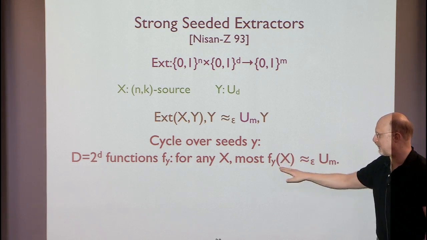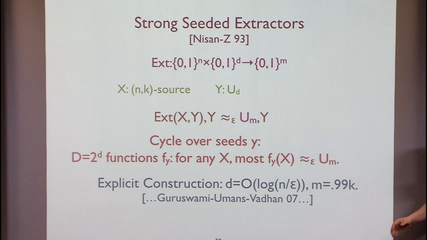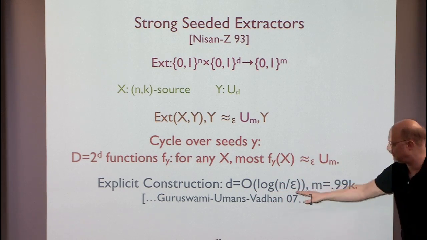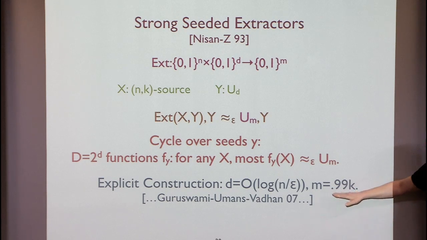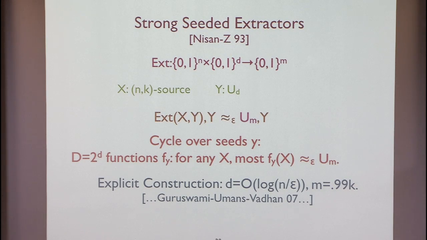Okay, for different x's, we'll have different of the fy's being close to uniform. But for any x, most of them will be close to uniform. So that's what you should think of. We have D functions, and most of these are extractors for any x. And there's an explicit construction where little d is just logarithmic. Don't worry about the number of bits, but just think of little d as logarithmic, so big D is polynomial. So we have a polynomial number of functions, most of which extract from anything. There's been a lot of different work on this. So that's one ingredient.